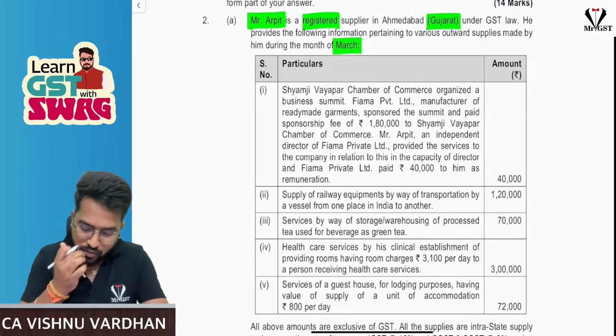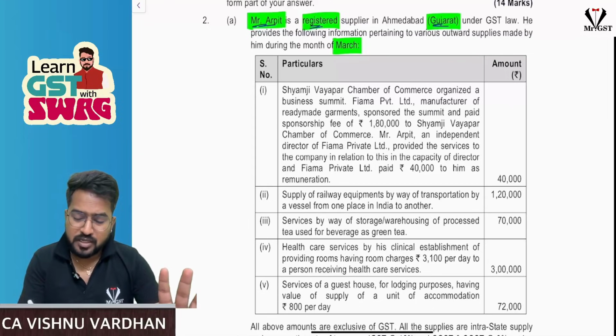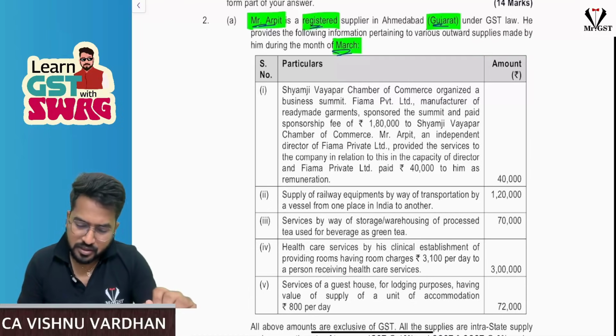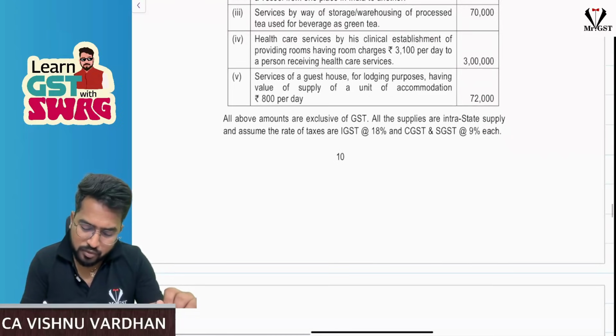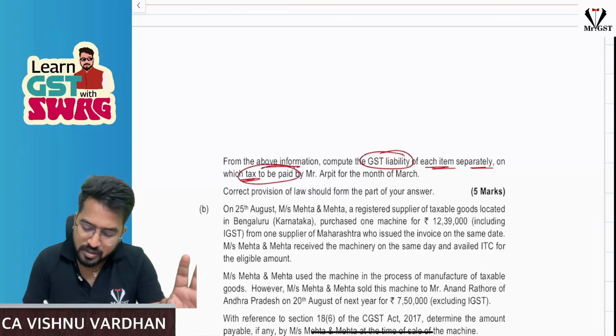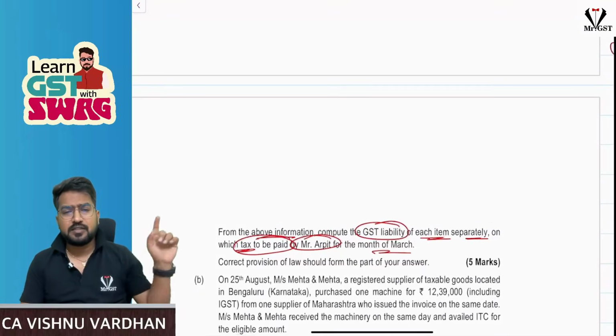So here next question number 2, if you see in that second question part A, we have to identify Arpit, a registered individual, and he is from Gujarat, and this information is regarding March. So you have to calculate everything regarding March here, and they have given details of various outward supplies. And if you see, they have given that amounts are exclusive of GST, all are intrastate, assuming taxes 18%, 9%, 9%, all that. From the above information, compute GST liability of each item separately on which tax to be paid by Mr. Arpit for the month of March. So, on what Arpit should pay tax, that we have to calculate.